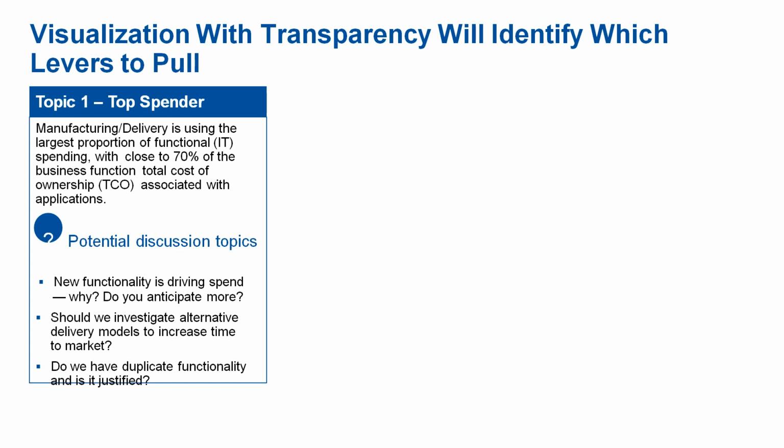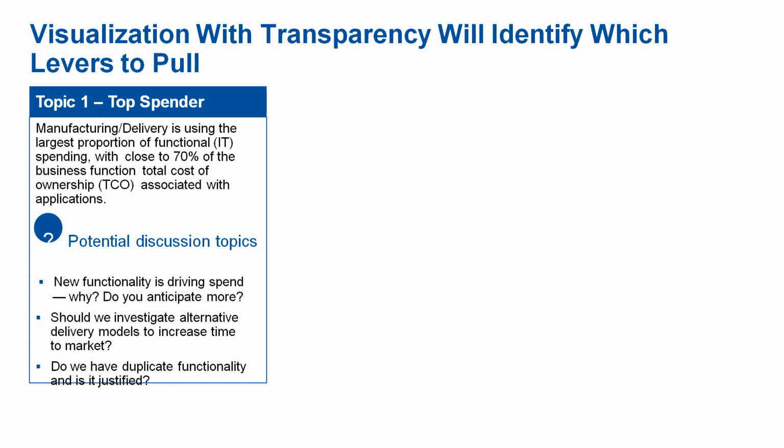visualization support data, I cannot take this or inform a specific department to question them on why it is a top spending item. What functionality is driving more spend on this particular department, and why? Do you still anticipate more, quarter after quarter? Should we investigate alternative models to increase time in the market? Why am I spending more over here?